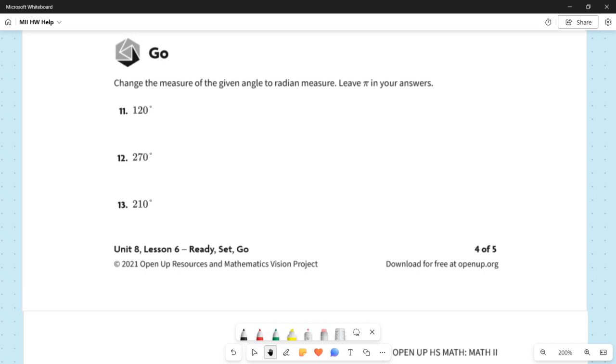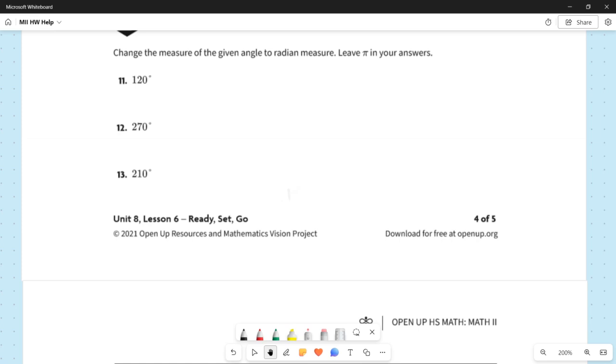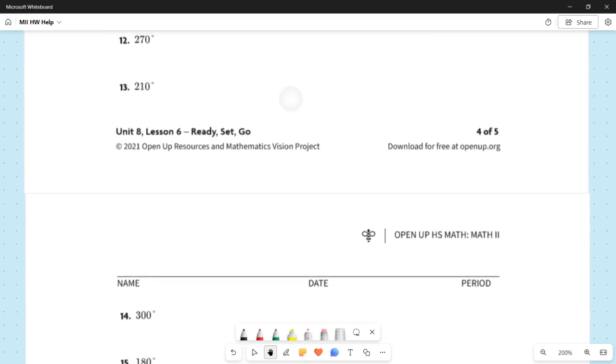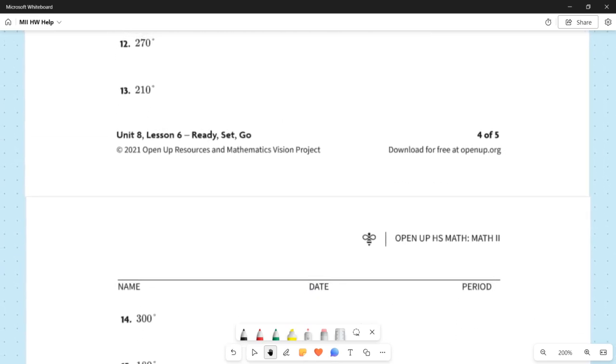As always, we'll wrap up this assignment in the Go section. The first set of directions here say, change the measure of the given angle to radian measure. Leave pi in your answers. Okay. First assigned question is number 12. Number 12 asks us to convert 270 degrees into radians.